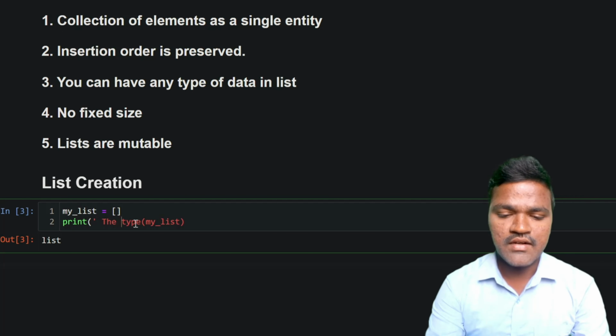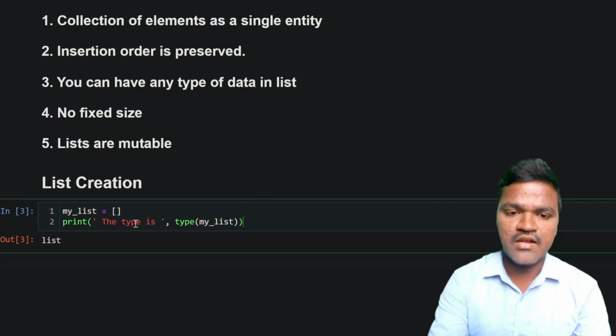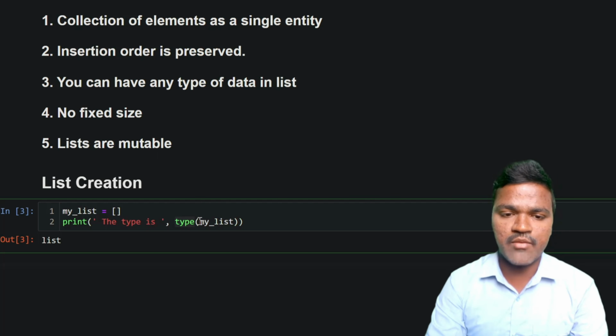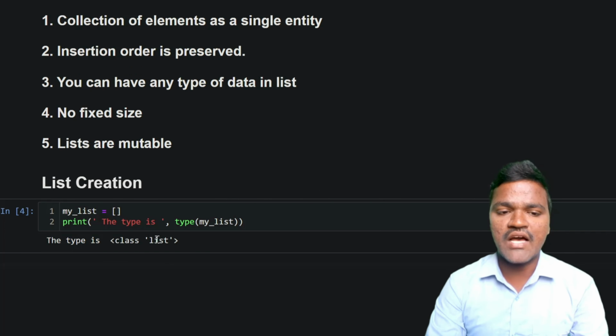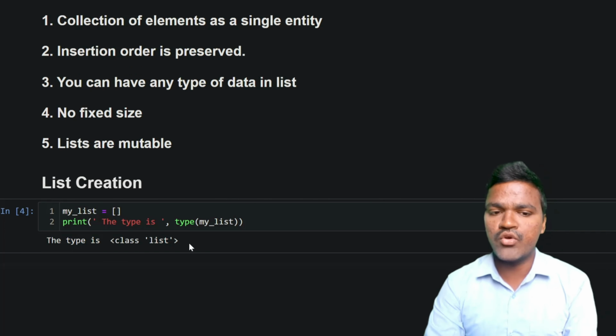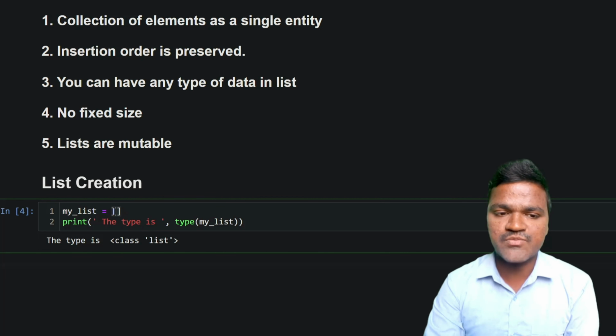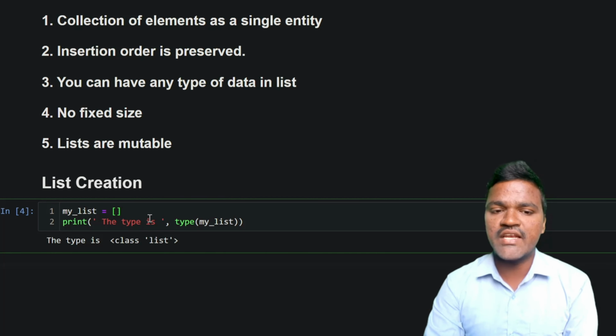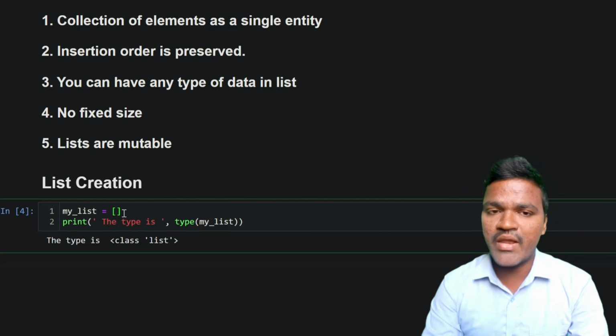Here I am mentioning the type is, and at the end I am mentioning the type of my list here. If I execute this, you can see the type is of class list. By this you can understand that by mentioning these square braces, we can consider this as a list. So this is the creation of an empty list.